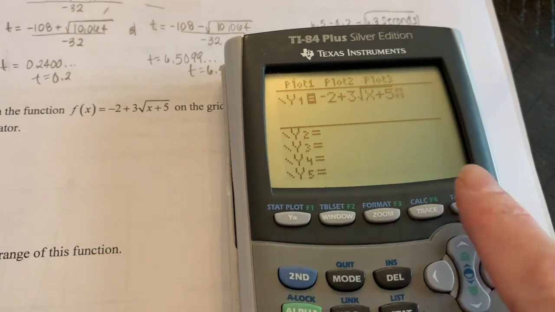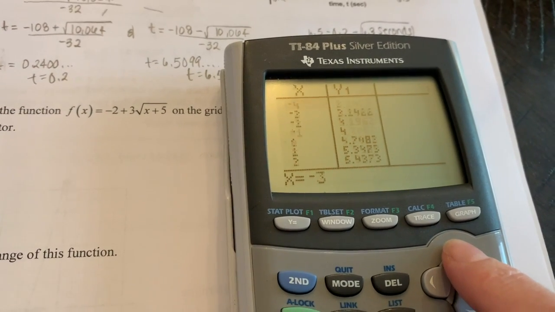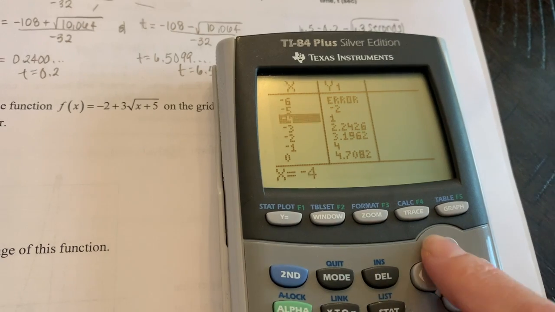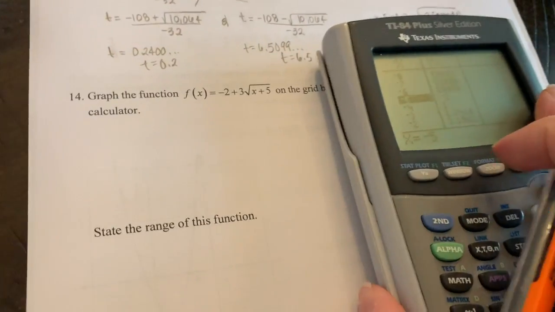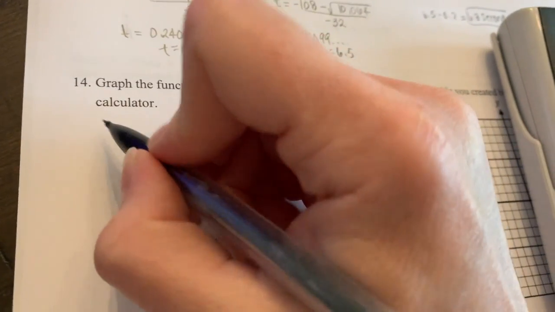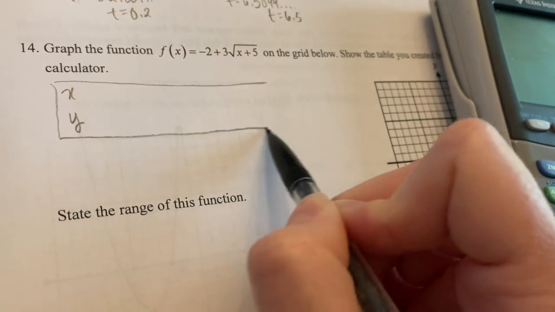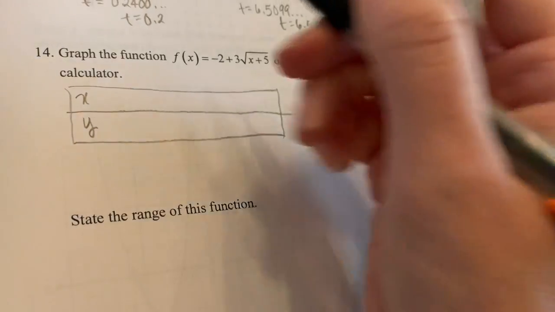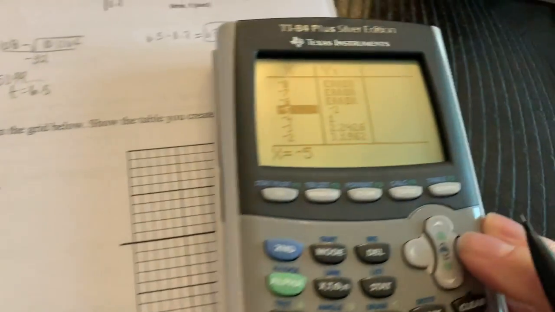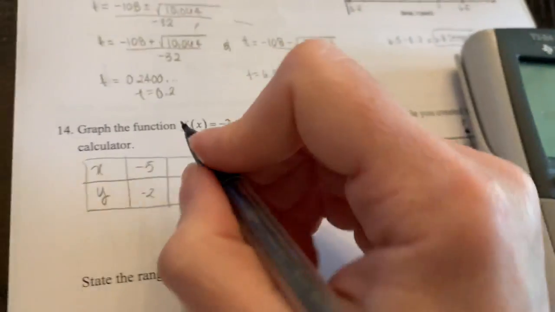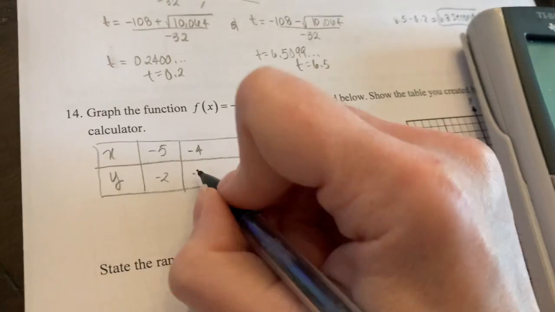And now we're going to look at a table before we graph. And we want to try to find whole number values. So, okay, you see it's going to start saying error. We can't go any further than that. So negative 5 and negative 2, that's going to be my first one. So let's do x, y. Okay, so let's do negative 5 and negative 2. And then let's see another one. We can find negative 4 and 1. Negative 1 or positive 1, what did I say? Positive 1. Okay, negative 4 and 1.